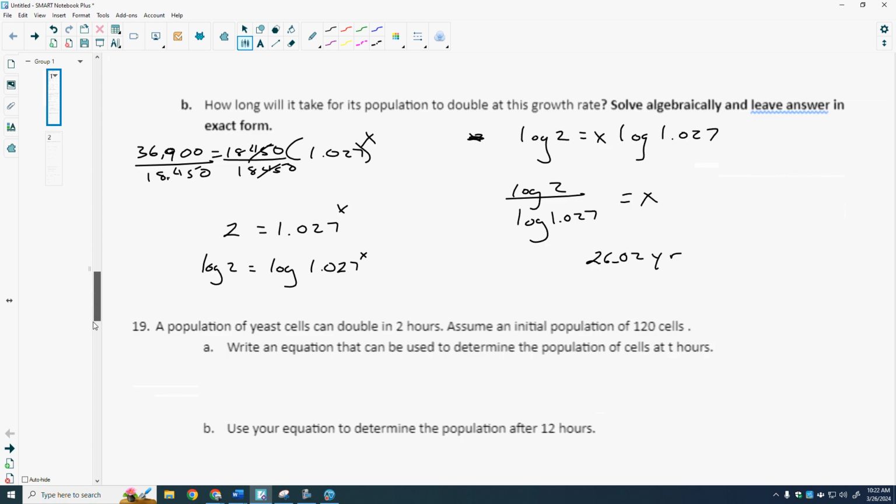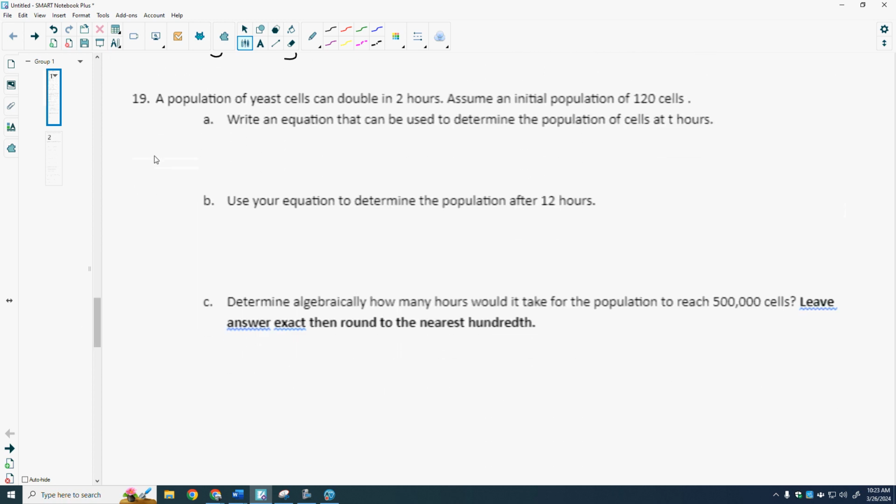Okay. Number 19. Population of yeast can double. Okay, we're back to y equals a b to the x. It doubles every 2 hours. Assume the initial population is 120, so we have 120, doubling every 2 hours.